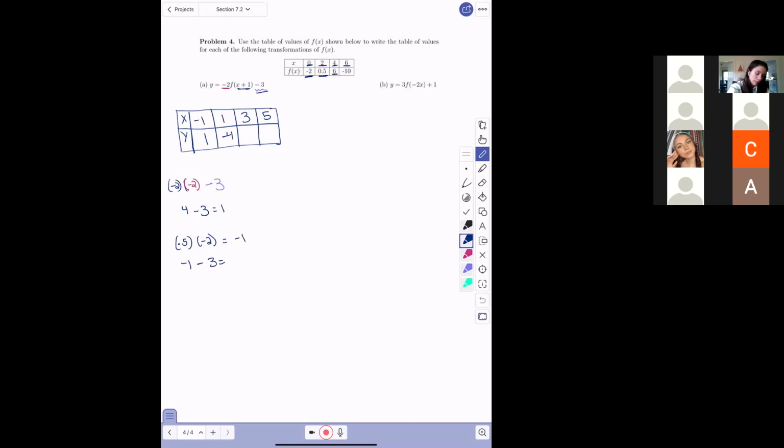For this output value of 6, we're going to multiply 6 by -2, which is -12. And then we'll have -12 minus 3, which is -15. So that value goes there. And lastly, we have -10 times -2, which is positive 20. Subtract 3, so 20 minus 3 equals 17. Any questions on that one?